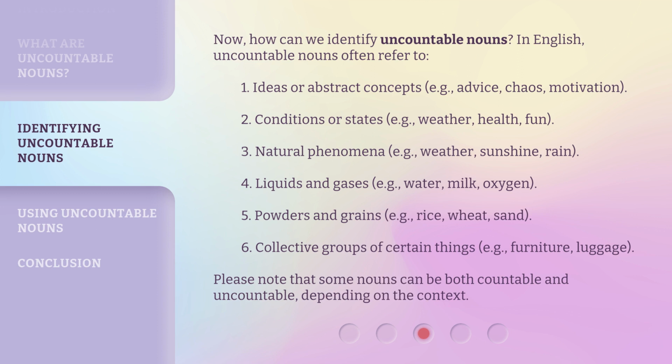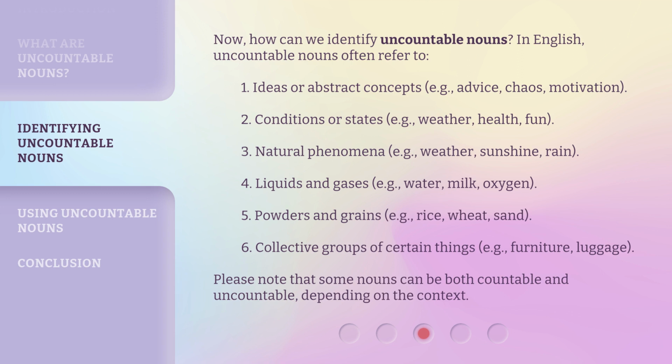Now, how can we identify uncountable nouns? In English, uncountable nouns often refer to: 1. Ideas or abstract concepts, e.g., advice, chaos, motivation. 2. Conditions or states, e.g., weather, health, fun. 3. Natural phenomena, e.g., weather, sunshine, rain.